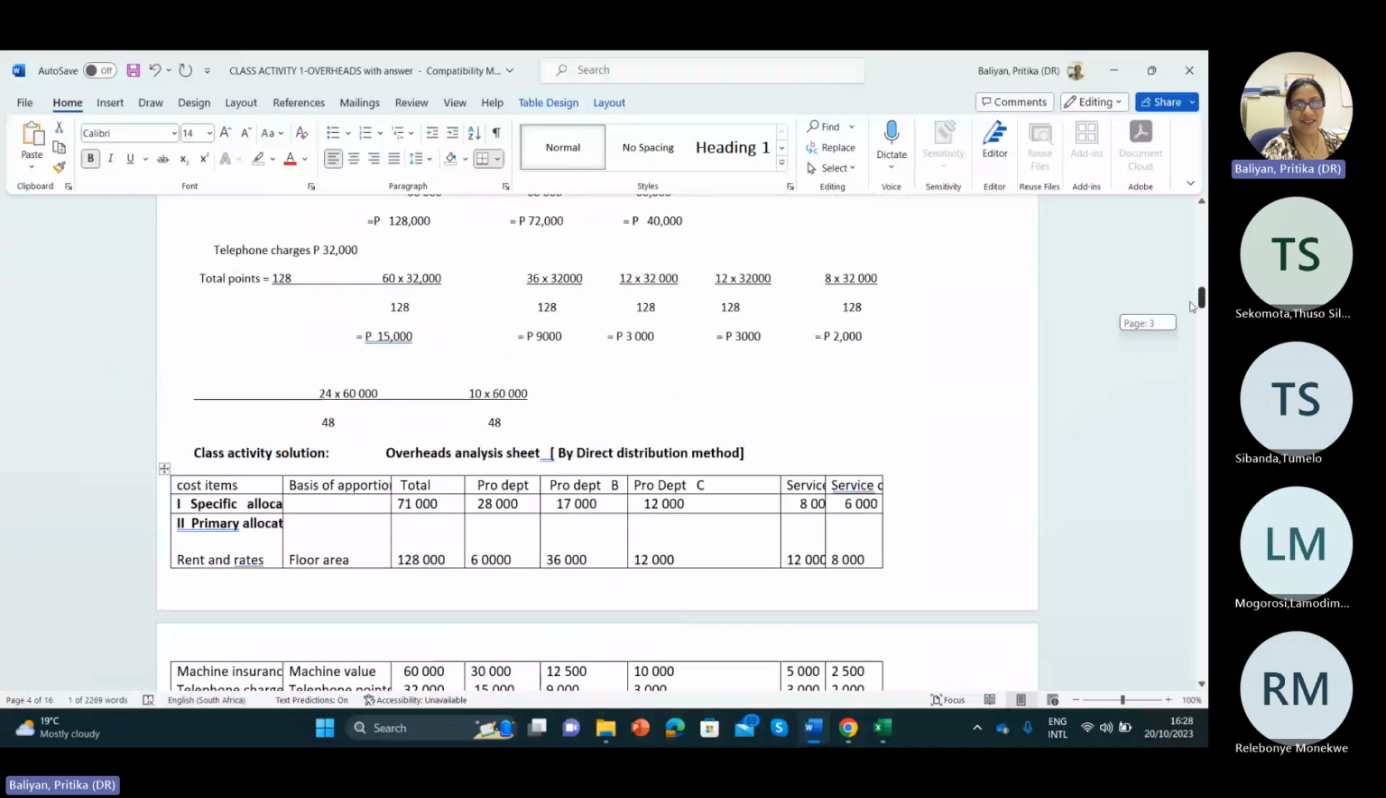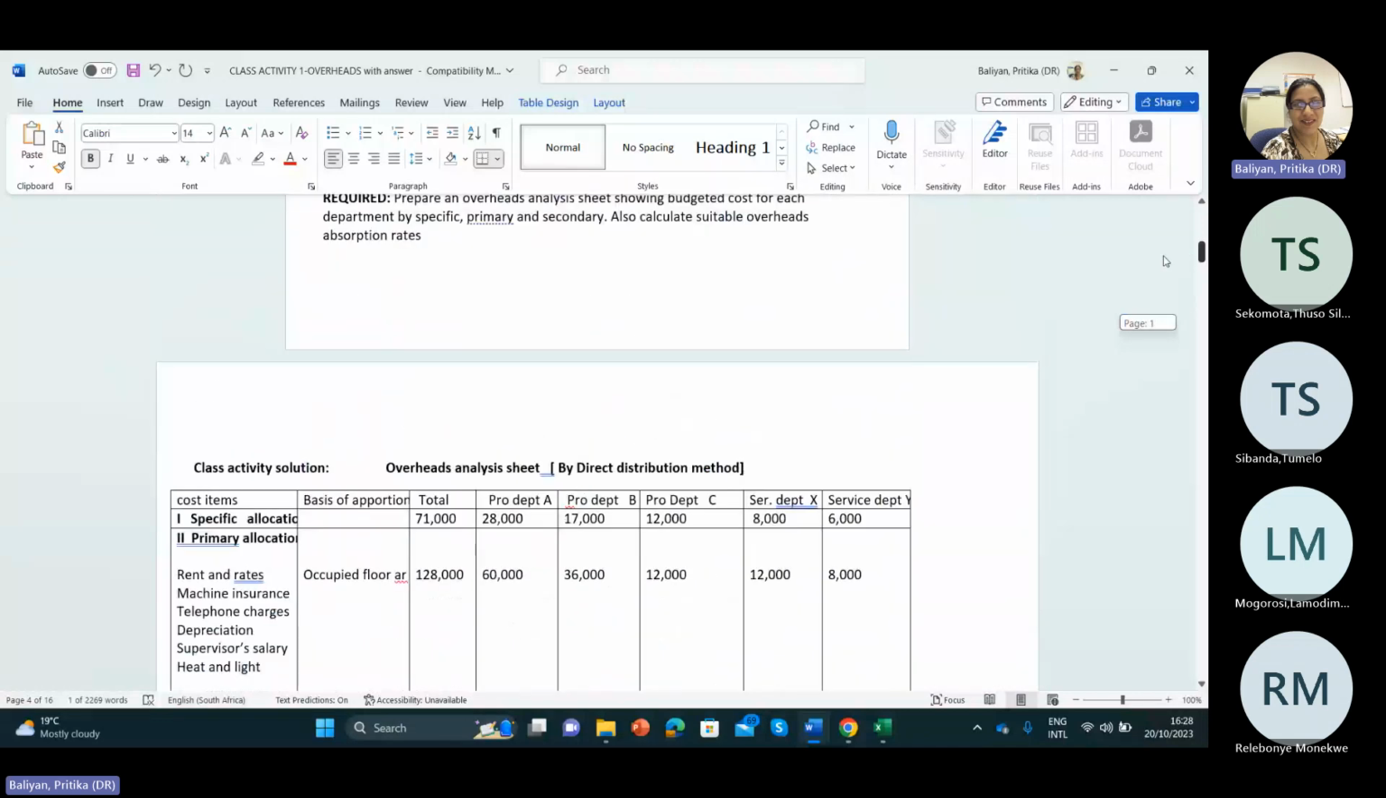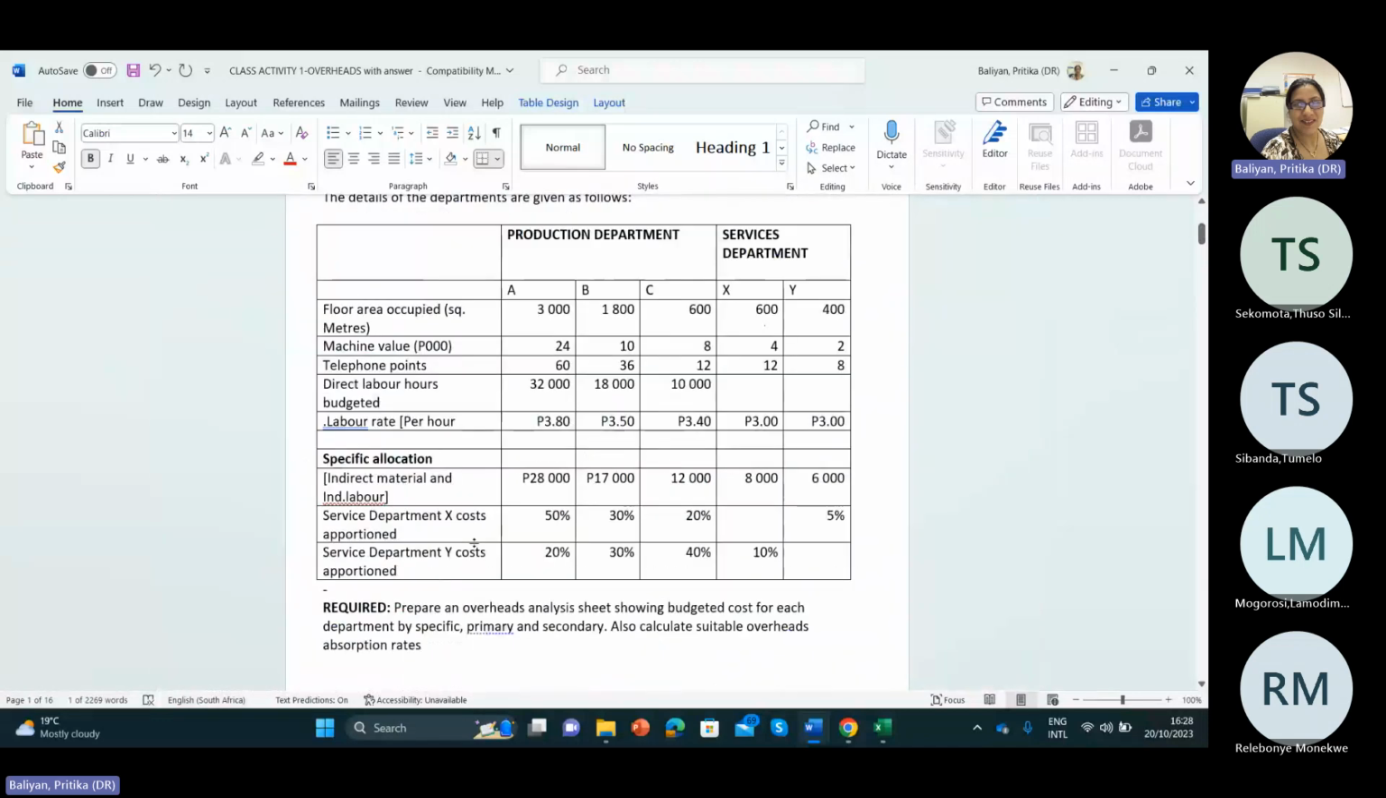So how much service are they apportioning to the production departments? For that, we will look in the question. In the question, you can see that service department X is working 50% for A, 30% for B, 20% for C, and 5% for Y department. So we are not sharing the cost of X with Y. All the cost will be apportioned among the production departments as per their given percentage.